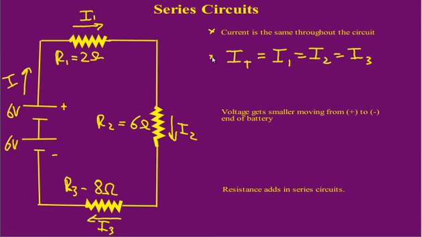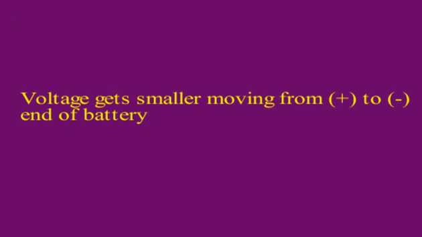Another reading you took in the lab was voltage. You measured the voltage at different points of the circuit. And what you found was that as you went around the circuit from the positive end to the negative end, the voltage got smaller and smaller. Again, in the coal mine analogy, this is the same as the coal getting less and less.